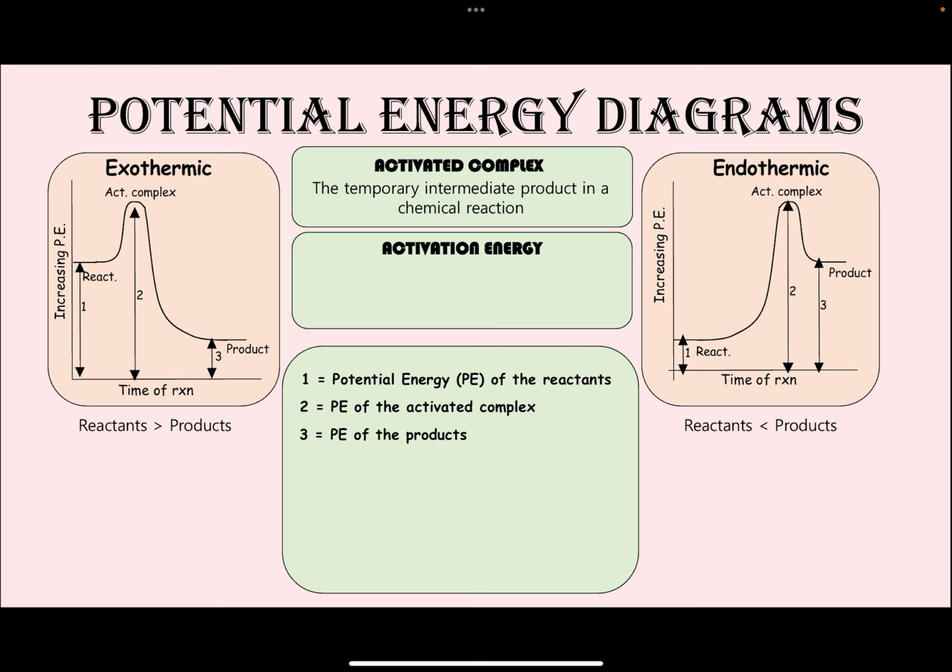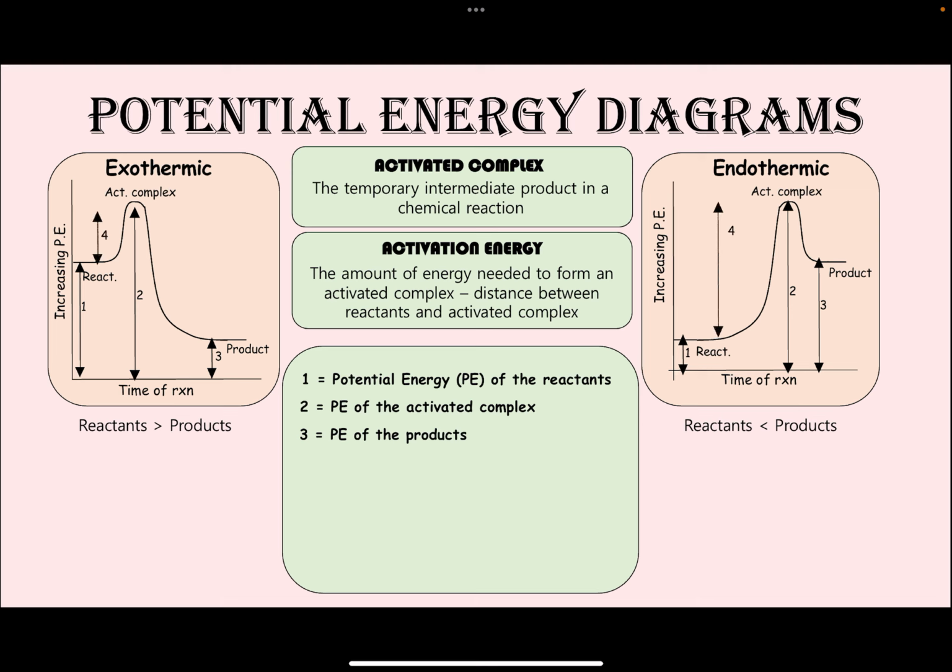Then when we are going from the reactants to the activated complex, as we can see, we need to absorb some energy. That energy is called the activation energy. If the reactants do not absorb that activation energy, they don't make the activated complex, and so they don't convert into products. So activation energy is one of the most important parts of the reaction process.